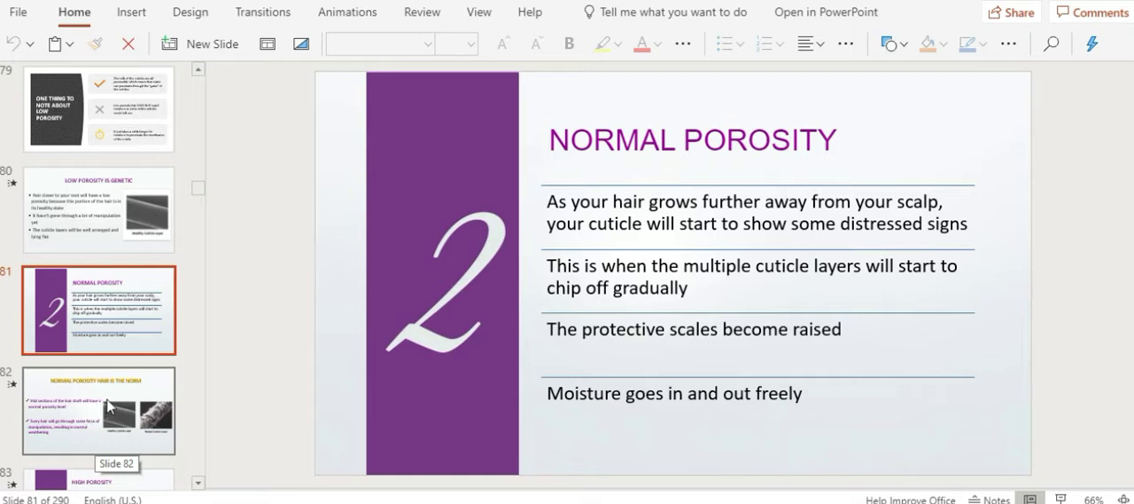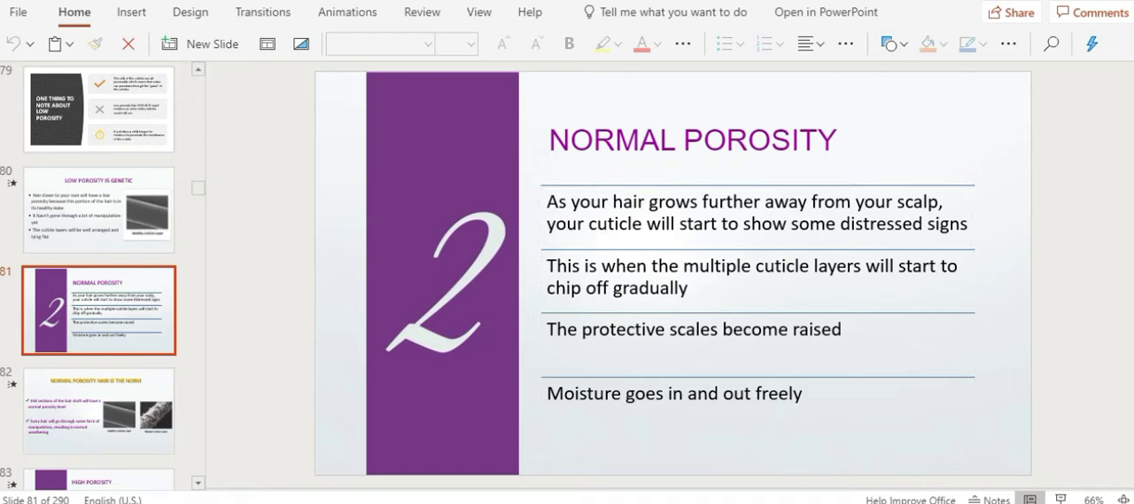And another thing to note is that as your hair grows further away from your scalp, your cuticles will start to show some sign of distress. That's mainly due to manipulation, which is completely fine. Again, I'm not telling you to not do anything to your hair, because your hair is your crown and glory, something that you can play around with and show your personality. So eventually those cuticle layers will chip off bit by bit, like I showed you in the previous lesson.